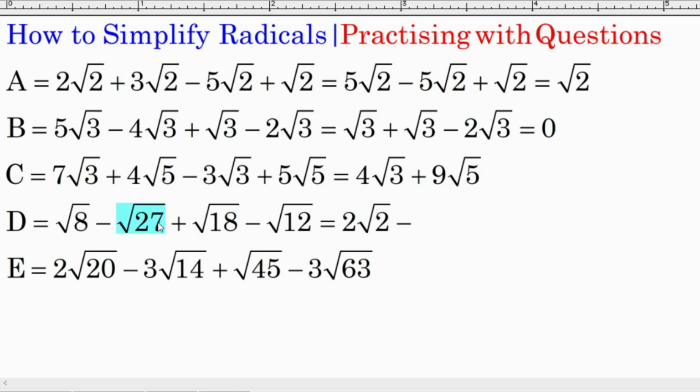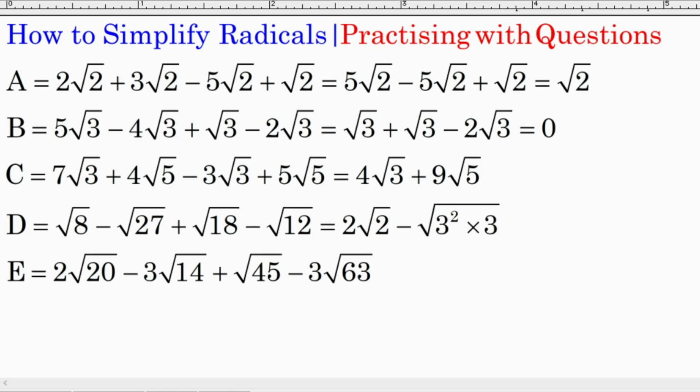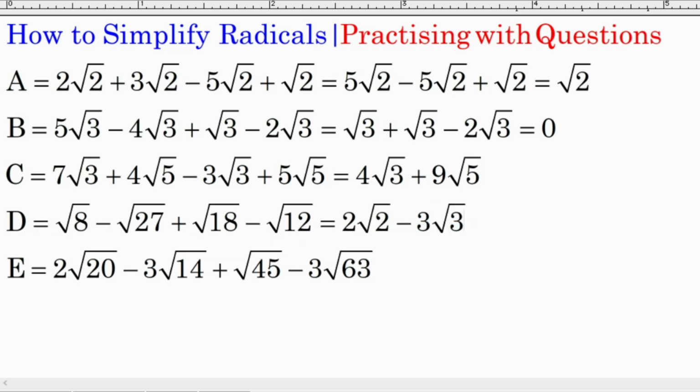So here, as we can see, we have the square root of 27. We also have to simplify this square root. 27 could be written as 9 times 3. Okay, 9 could be written as 3 squared, and 3 squared simplifies with the square root. So this one could be written as 3 square root of 3.